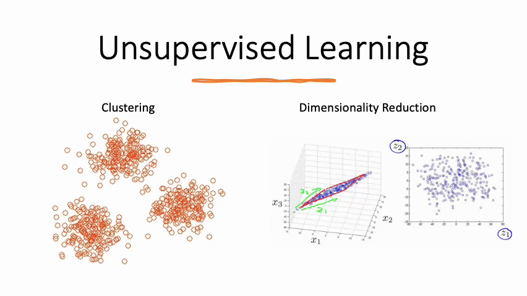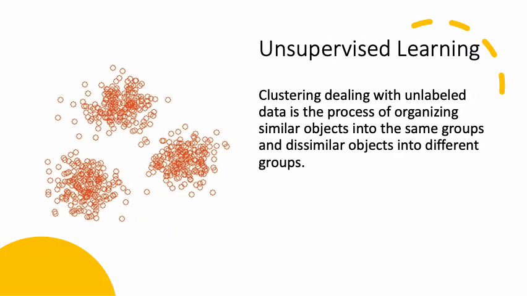Unsupervised learning is a type of machine learning used to discover structures and patterns in data. And its two subheadings are important: clustering and dimensionality reduction. The left side shows 4 different clusters created by the clustering algorithms, and in the middle and right side, dimensionality reduction methods are shown. Clustering, dealing with unlabeled data, is the process of organizing similar objects into the same groups and dissimilar objects into different groups.